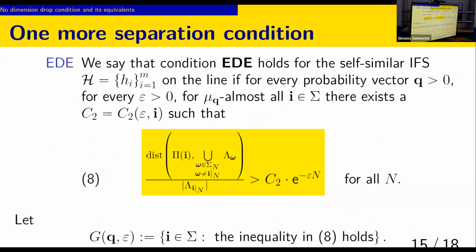So this separation condition EDA holds for the self-similar iterated function system on the line if for every probability vector and for every epsilon, for mu q almost all I, there exists a constant. There are too many things here. If this yellow inequality holds, I would like to show you what this means on the board. But yet again, this is all interesting if we are in the situation when we have overlaps.